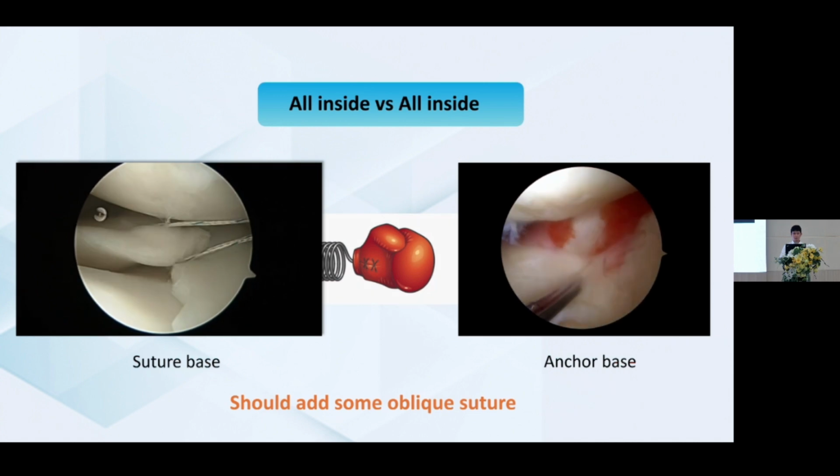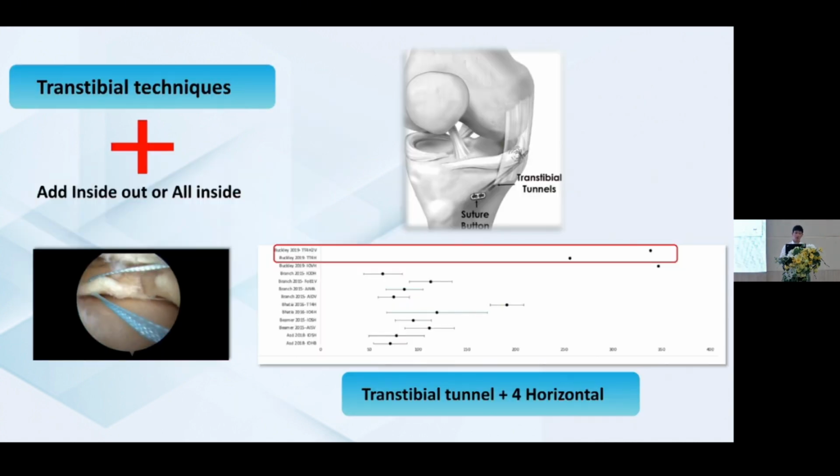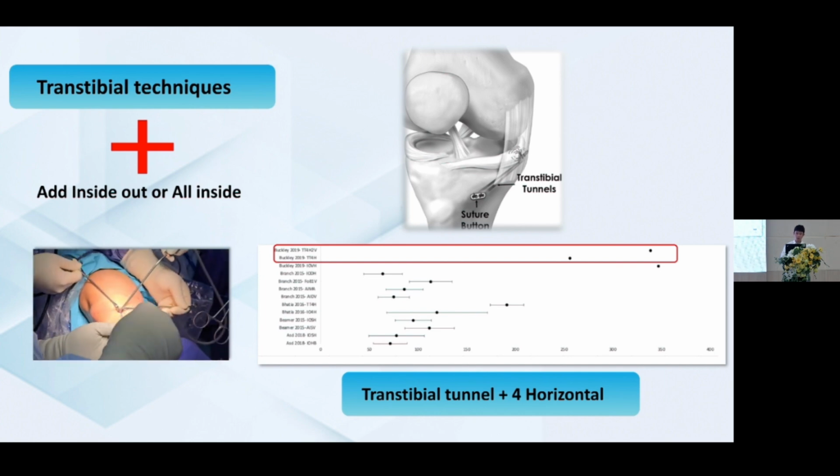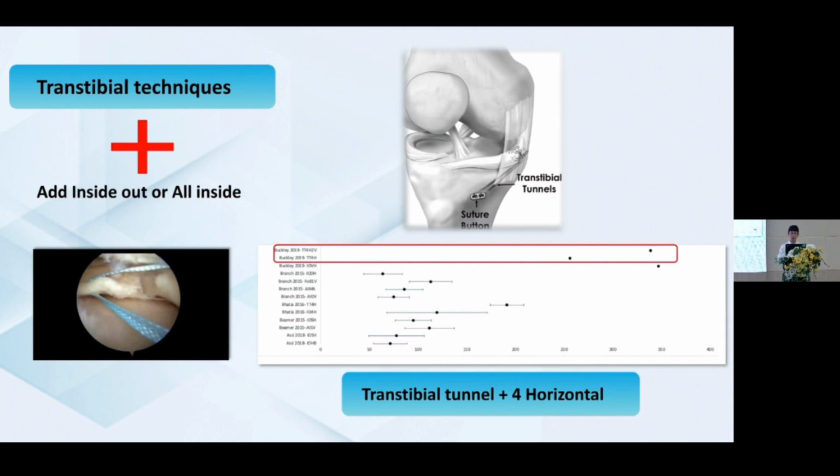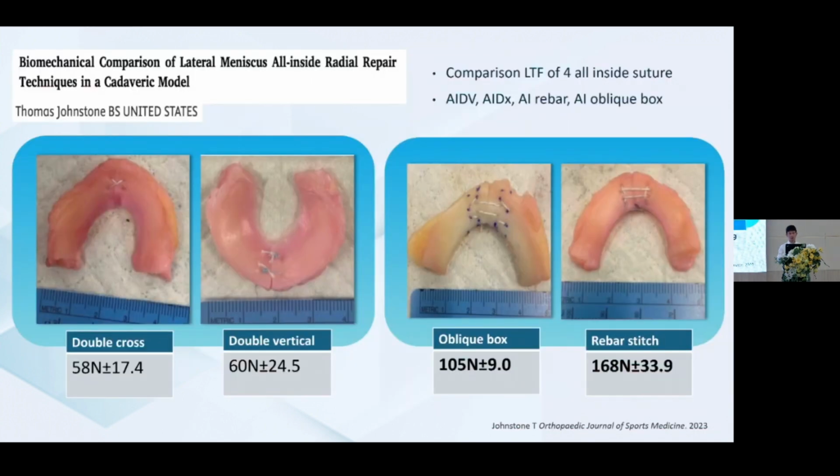In the transtibial technique, you should combine the transtibial with the inside out or all inside technique, like LaPrade proposed, a transtibial tunnel plus 4 horizontal inside out sutures, which had the best biomechanics compared to other techniques in the 20 studies. And also in 2023, there was a study about the biomechanics of all inside repair. They show that the oblique block and rebar stitch have better biomechanics compared to double vertical and double cross. This emphasizes the role of the suture parallel to the radial tear to prevent cut through and tissue failure.